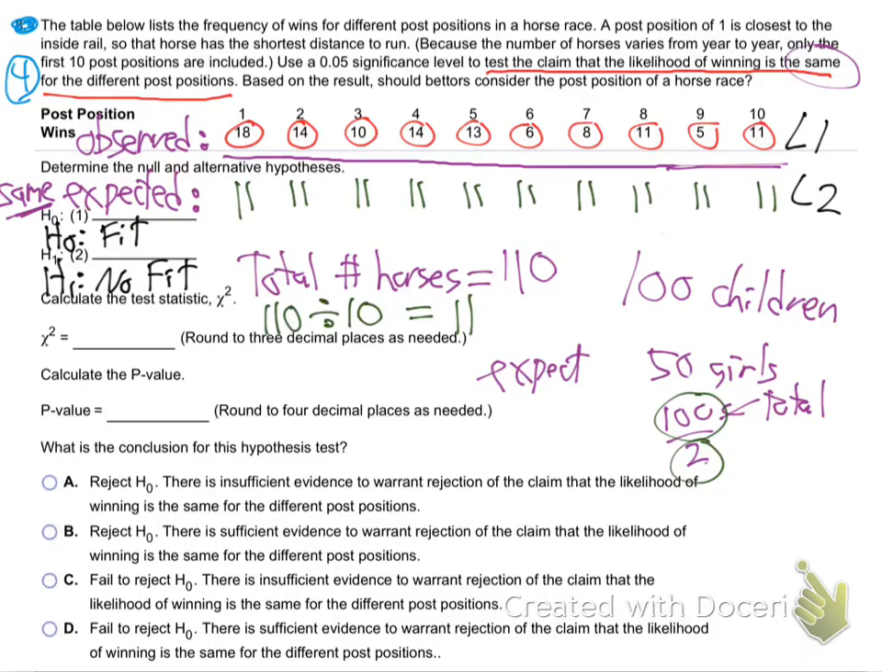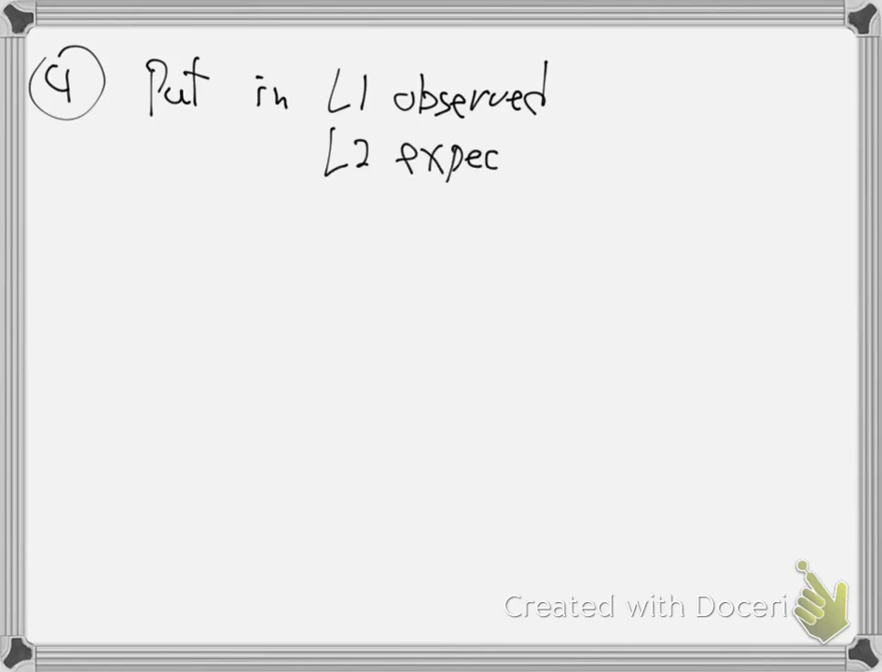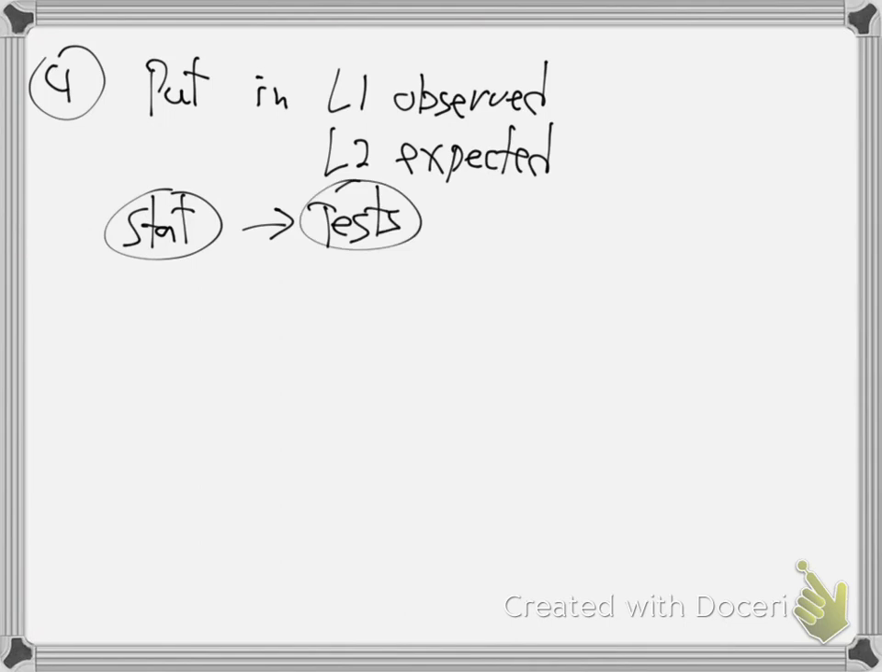So this is question number 4. Put in L1 observed, L2 expected, go to stats, and then tests. Tests, and go find GOF test, chi-square GOF test. It's a chi-square GOF test.